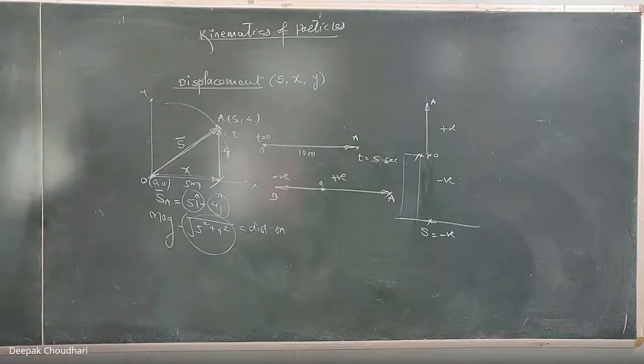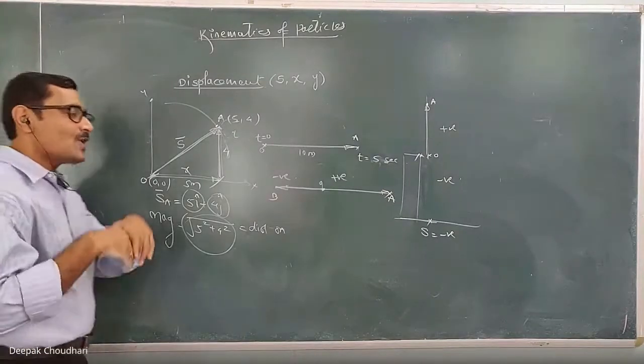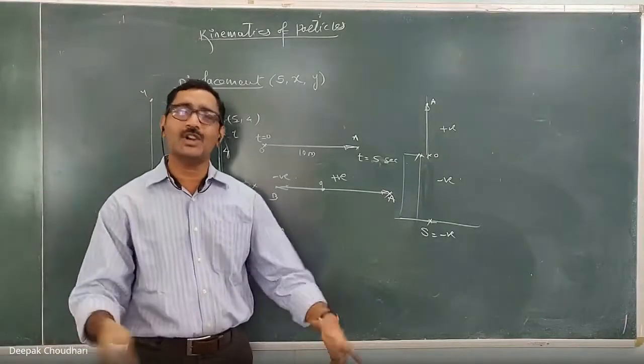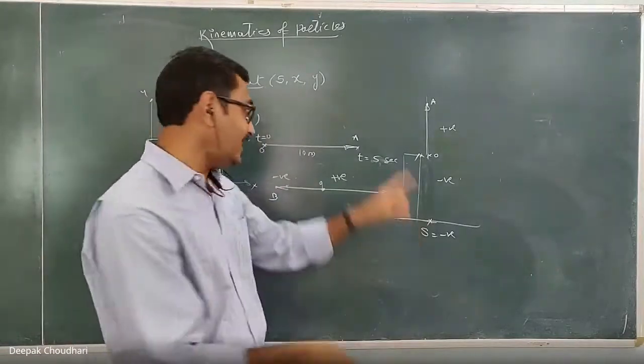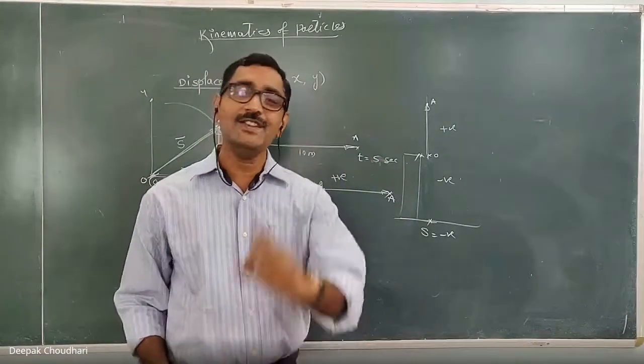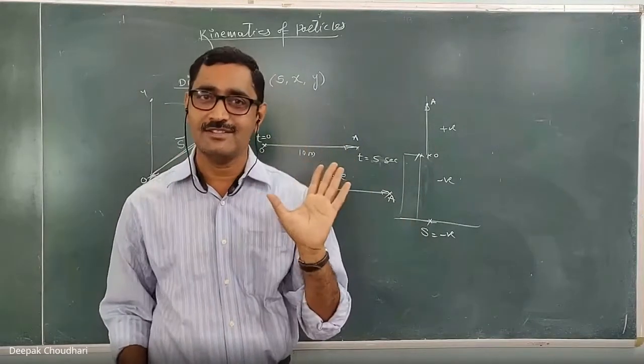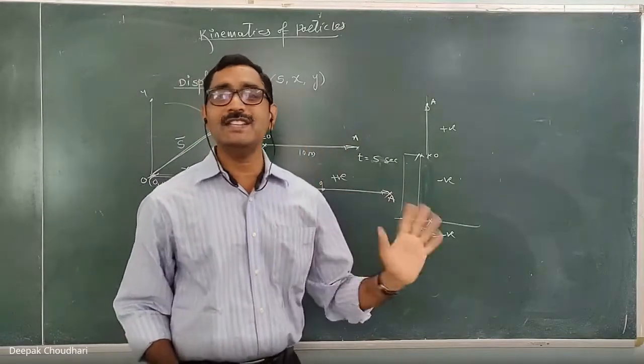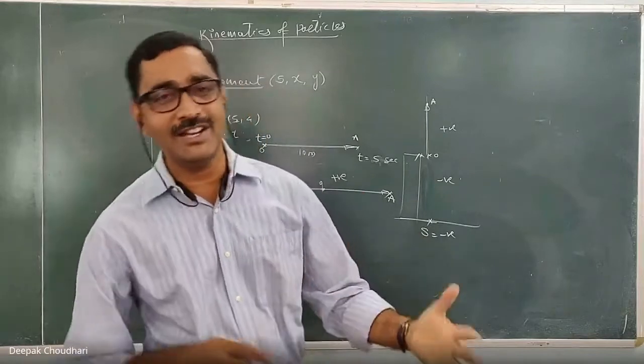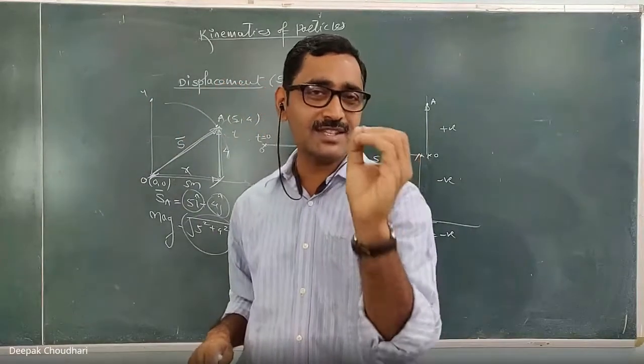So the magnitude of the displacement vector, or the magnitude of the displacement, is nothing but the shortest distance from the origin. After this, whenever I ask you what is the displacement of a particle at any instant of time t, you have to tell me the shortest distance from origin. Don't say the shortest distance between starting point and end point. It is the shortest distance from origin.